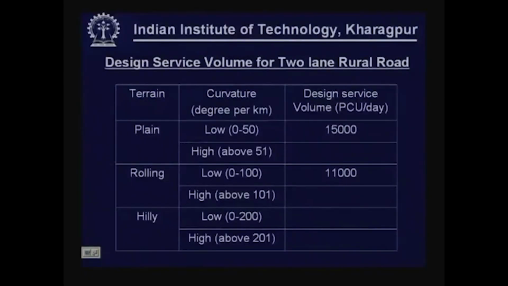This is an example of design service volumes as given in the IRC manual. They consider three types of terrain: plain, rolling and hilly. Again they divide it based on curvature, low or high, in each terrain condition. Curvature is defined in terms of degrees per kilometer of horizontal deviation. So, low and high are defined accordingly, and for each type of terrain with each type of curvature, the design service volumes are given in terms of passenger car units per day. So, so many cars per day. It is the daily volume that is given.